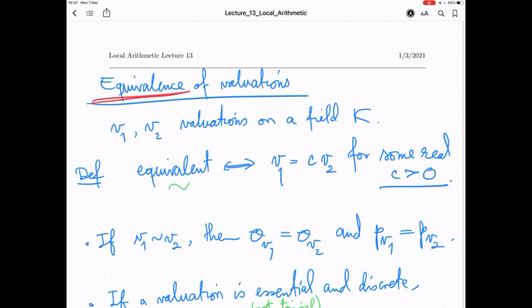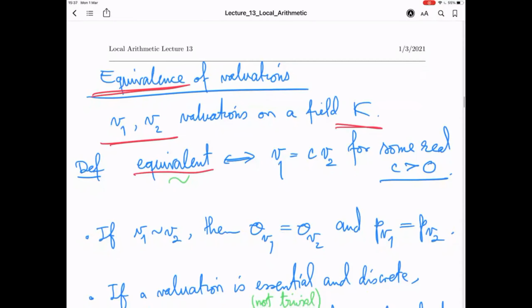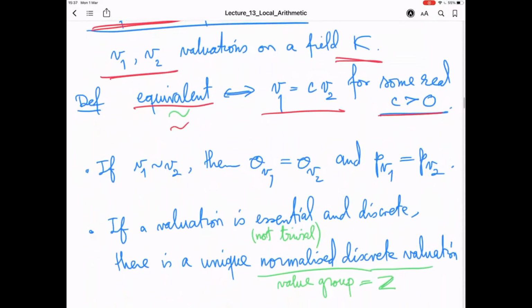So suppose we have two valuations V1 and V2 on the same field K. We'll say that they are equivalent, and we denote it by this tilde, if V1 is C times V2 for some real number C, strictly positive real C. Okay, so that's the definition.